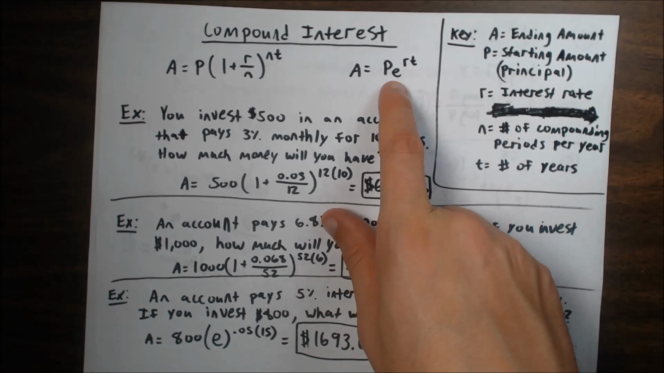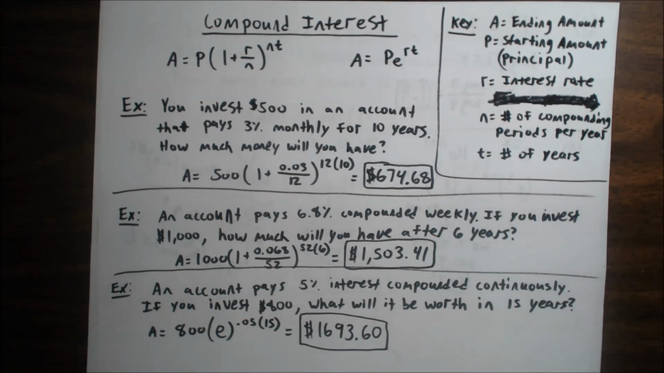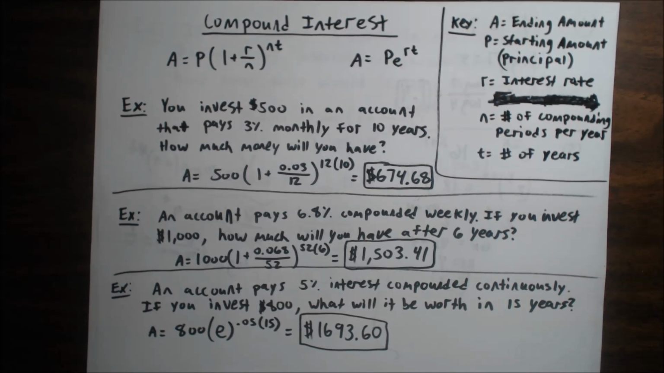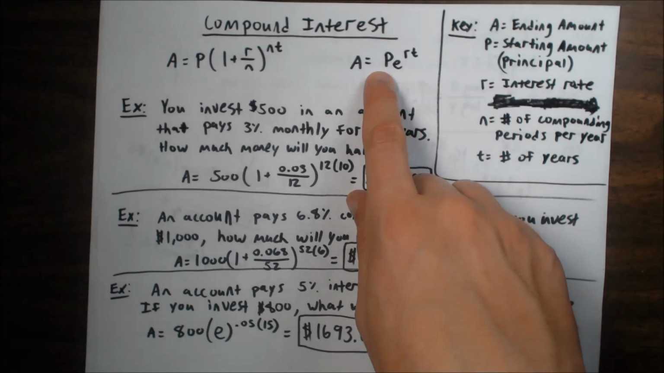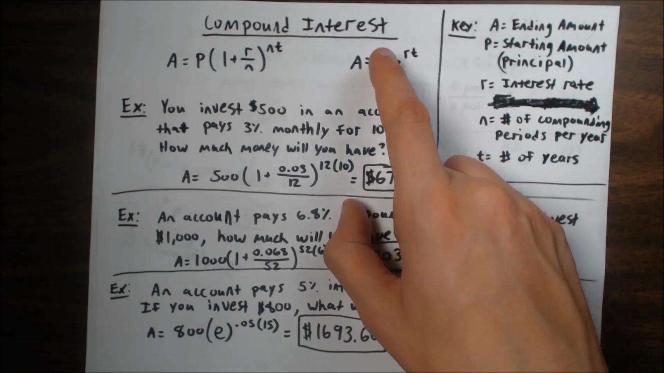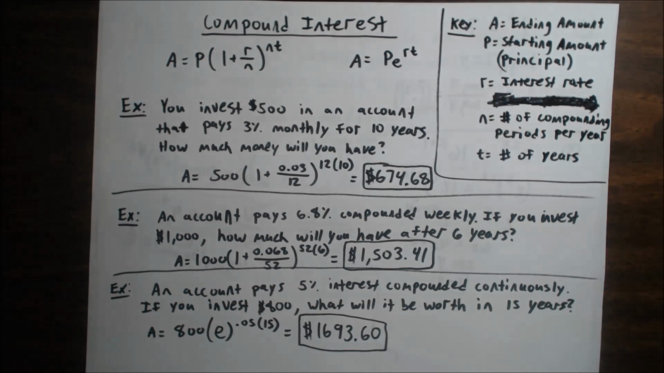We use this number e, and remember we talked about earlier that e is actually a number, 2.7 something, and that number is used in a lot of places in the real world. It's named after Euler, it's Euler's number, and it just has a lot of applications, but it's used in this formula. The P is the same as it was before, R is the same rate we had before, and T is how many years for the investment.